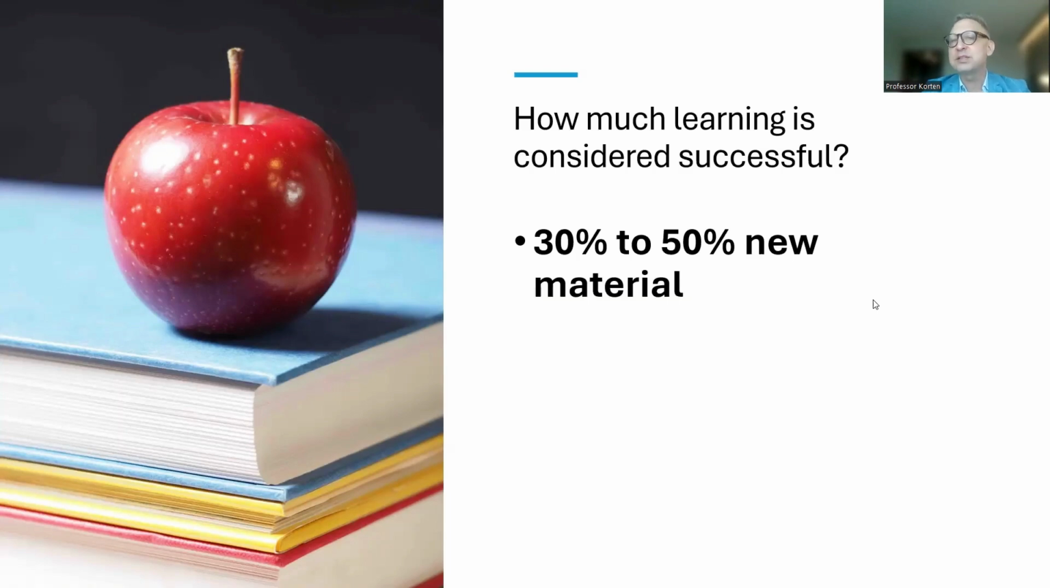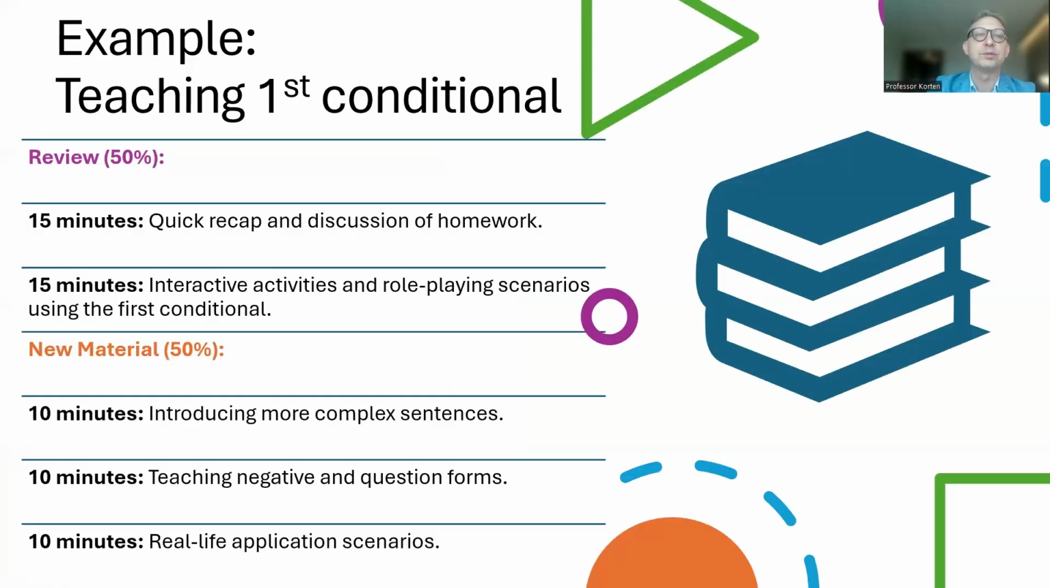Now, maybe that's too much for some of you, and I know a lot of you have very ambitious curricula, and so you have to move faster. But I want to talk about this: how much learning is considered successful. New learning, I mean. So yesterday's lesson is old learning. Now we do review. So here's an example of what that could look like.